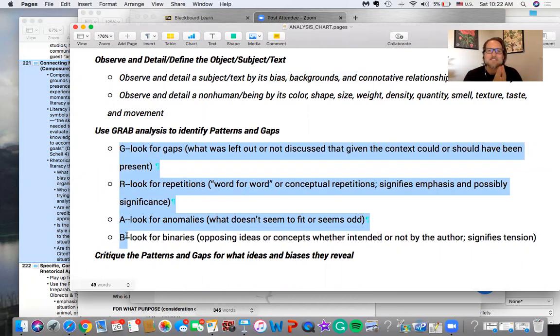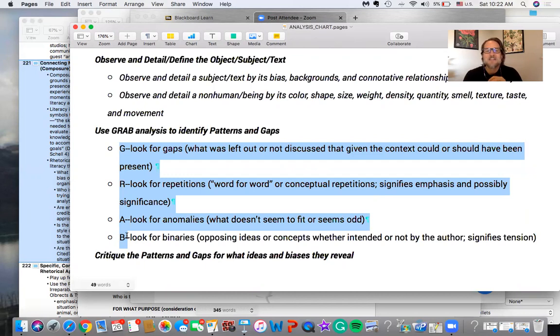So GRAB analysis is an excellent acronym to help you look over a text very quickly. There are two things I'm going to give you today that are great tools, and this is one of them. Again, reinforcing, so we're going to hit this quickly. What is a gap? What should have been there, but it's not there? And why didn't they cite it? What's repeating, which means what? Emphasis, emphasis, emphasis, because as I repeat a word, we're saying this is important, right?